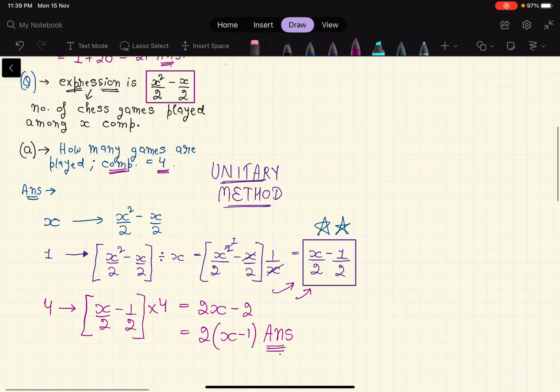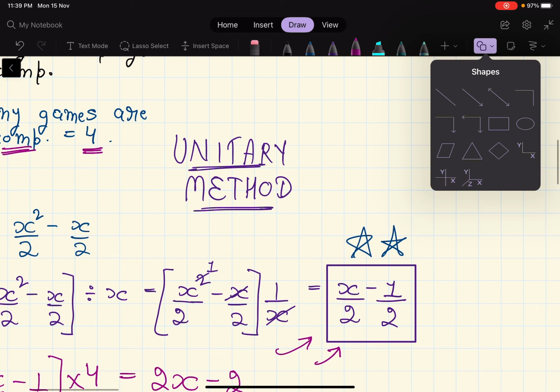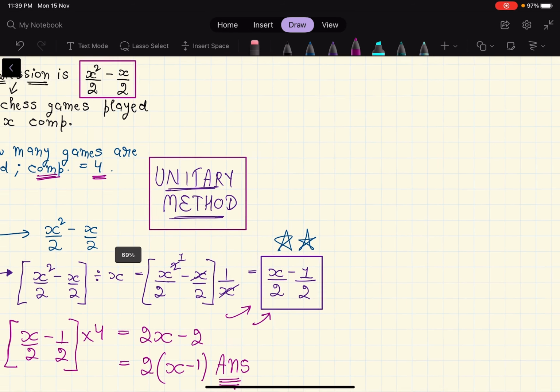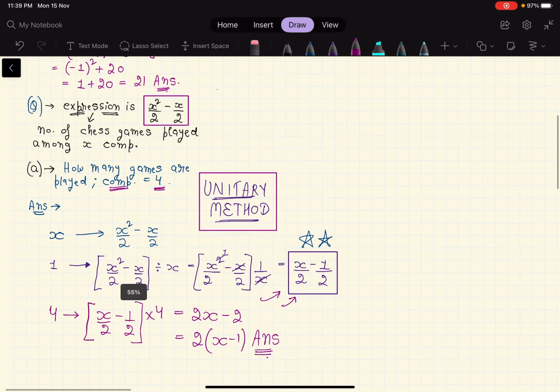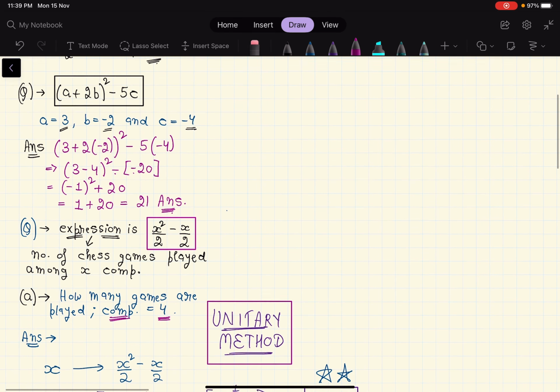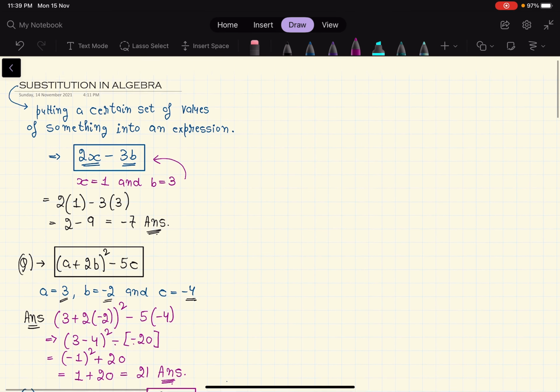You can note this, be careful with this unitary method. It can be very useful sometimes in these types of questions, or in the questions of ratio and proportion. You can basically use this everywhere when the quantities are proportionate. Okay, remember that. So you can note this down or take screenshots.